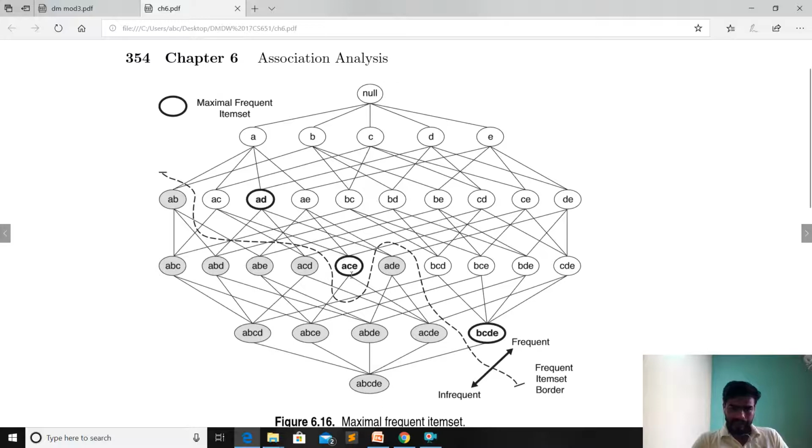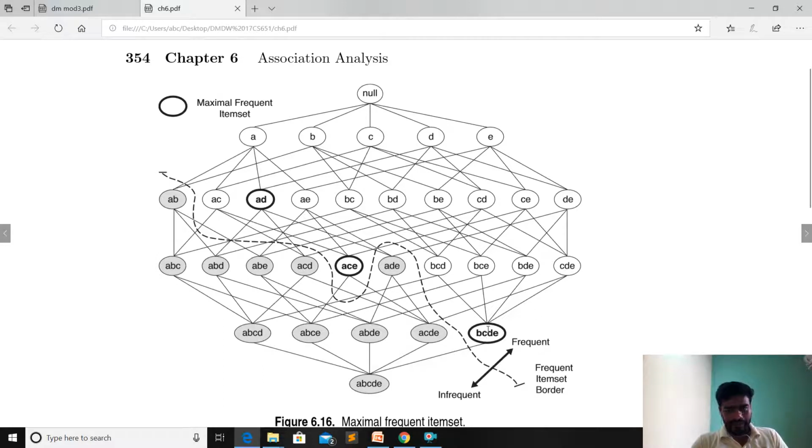Similarly for ACE, its supersets ABCE and ACDE are again infrequent item sets, so ACE also comes into the category of maximal frequent item sets. Now take for example AC. Why is AC not a maximal frequent item set? Because although ABC is a non-frequent item set, AC is going to ACE, which is frequent. So AC cannot be a maximal frequent item set.